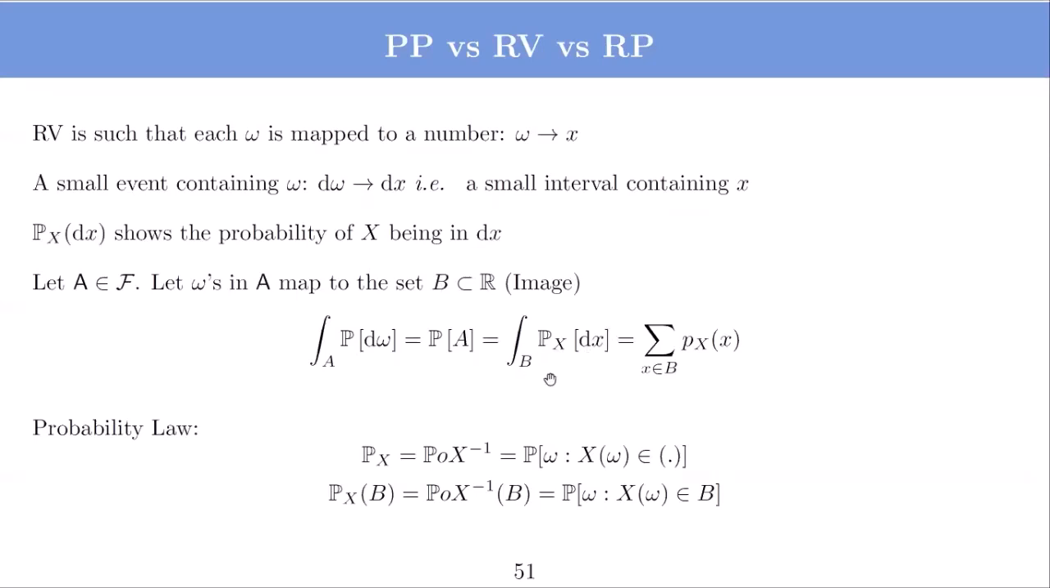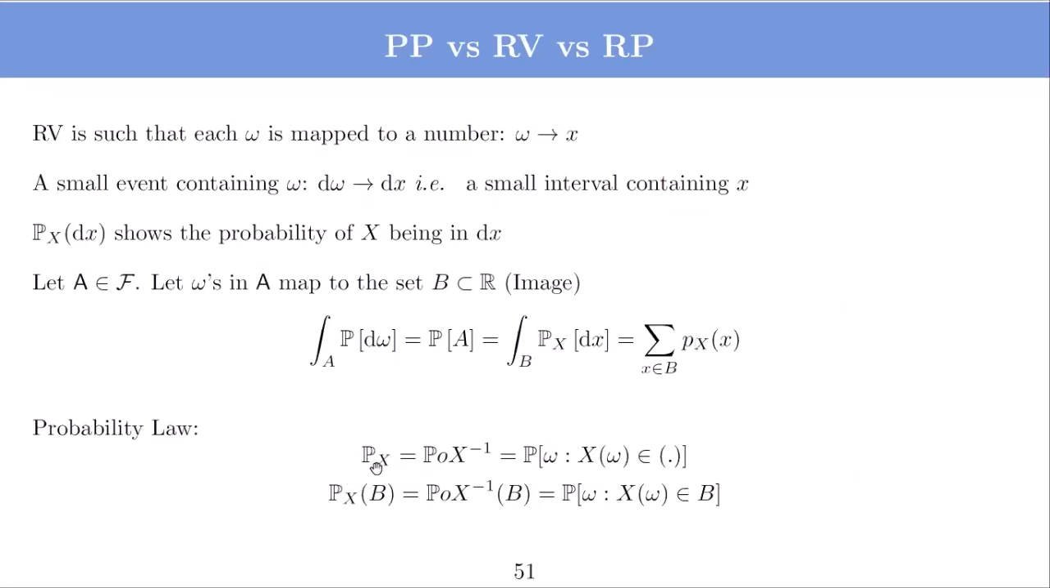And how do I compute this? So this is a discrete probability space. So I take this set B, and I find out what the range of X is, how many values the random variable takes, and I take all those values, find out how many of them are in B, and add those probabilities.